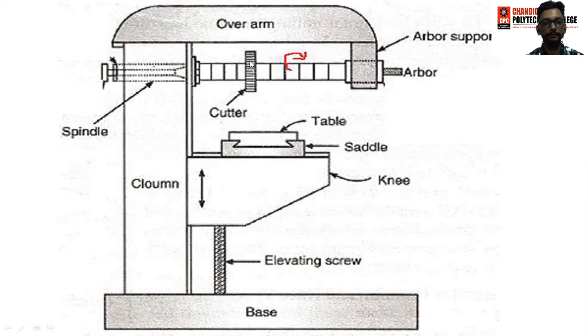In the middle of the spindle, the cutter is located. The cutter revolves circularly with the spindle. After that, the work table holds the workpiece and moves it through to the cutter. The cutter revolves and the extra material is removed from the workpiece.